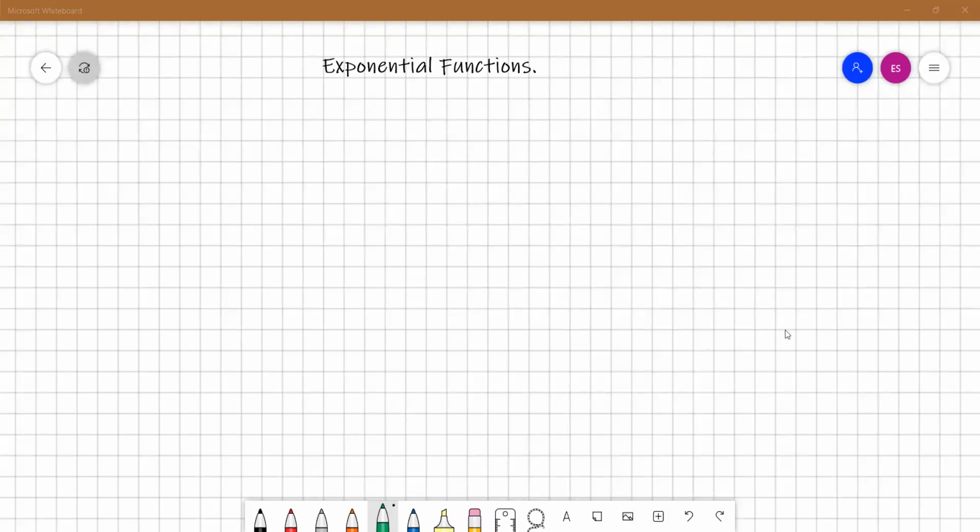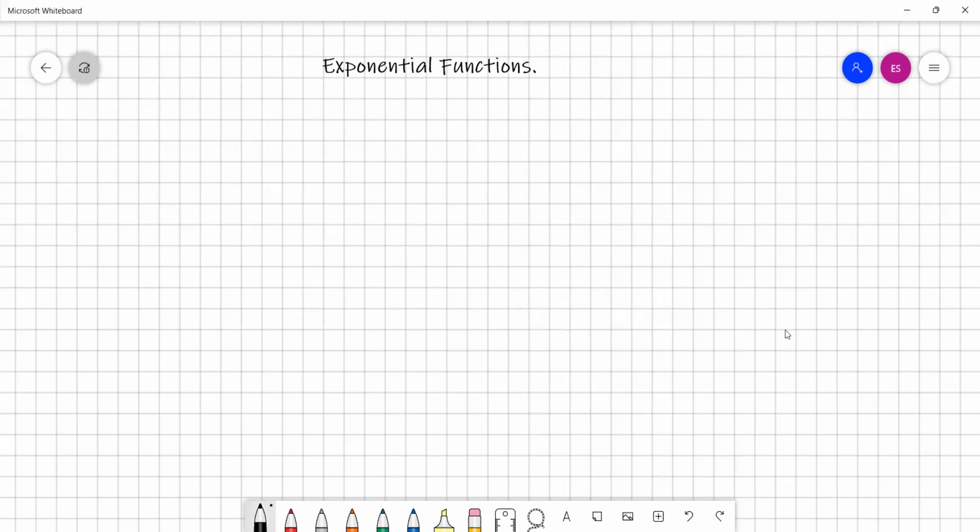Hello, everyone. Today we are going to talk about exponential functions. Before we start doing this, I want to make a little review about laws of exponents. I'm going to make two columns. One is going to be example and one is going to be the rule, okay? So column number one, example. Here is going to be the rule.